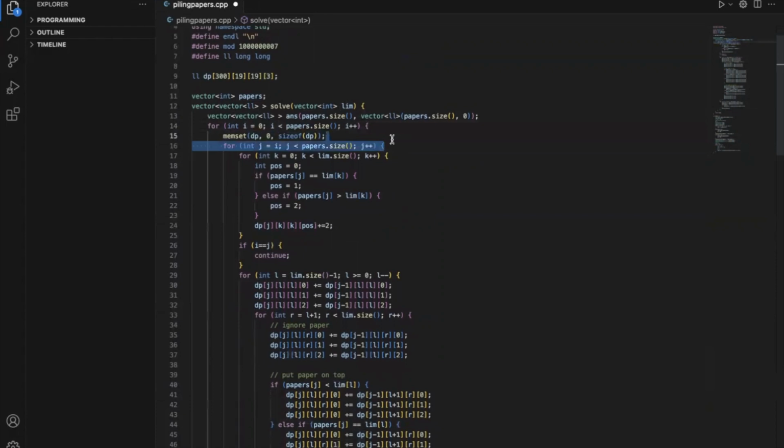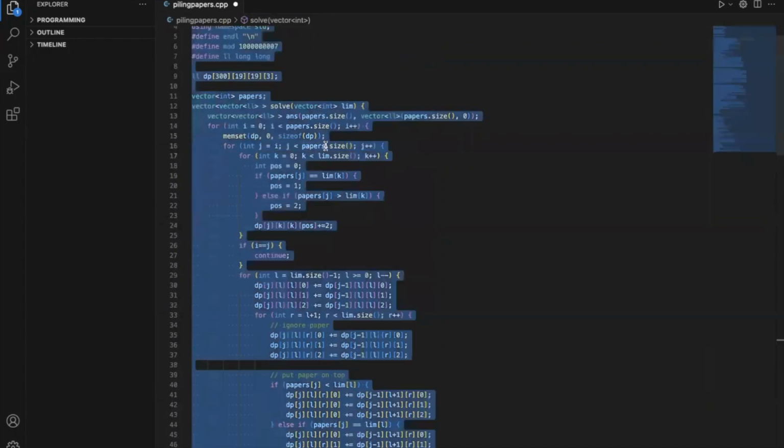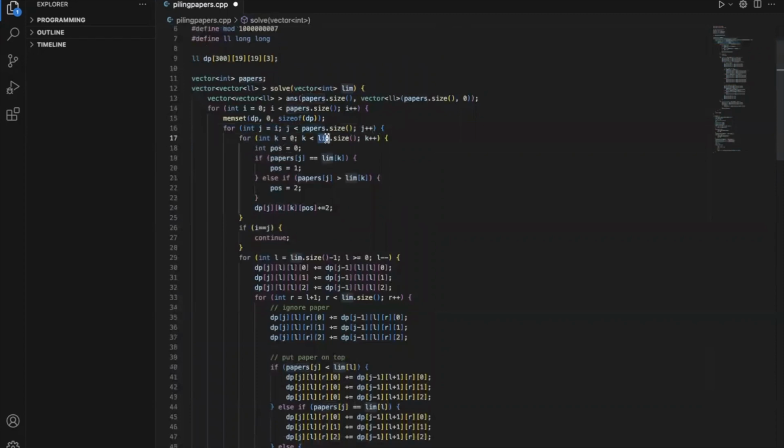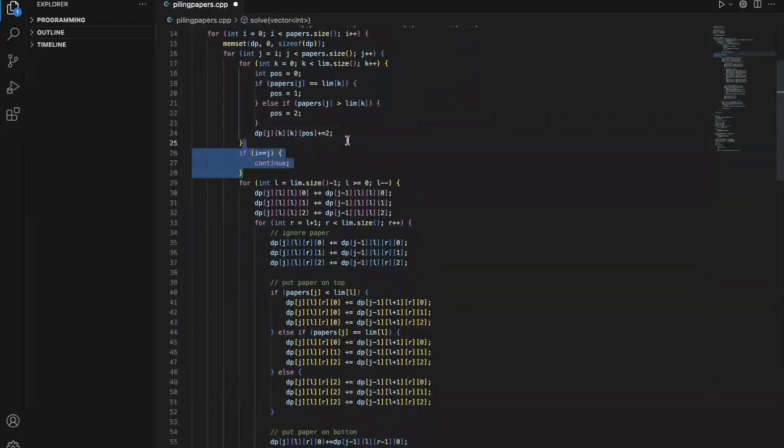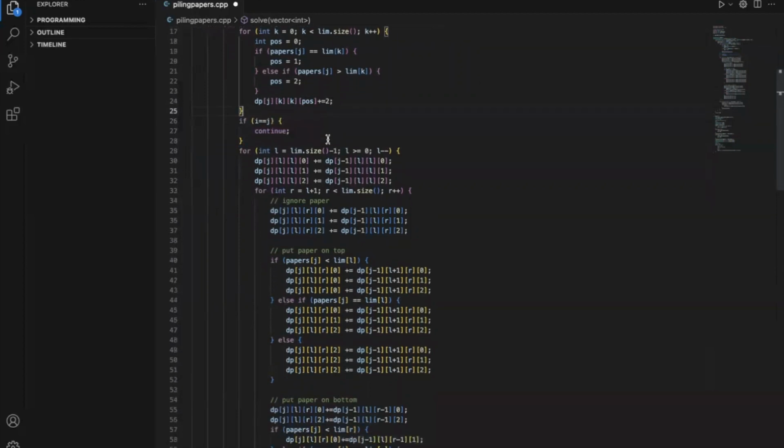This is just for the current paper we're on. This is for setting the initial values, because when the left bound and the right bound are the same, that means that we only put one paper in there. And for every one of those, we can have one paper in them. And there are two ways to put two papers in them: you put it in the front or you put it in the back.